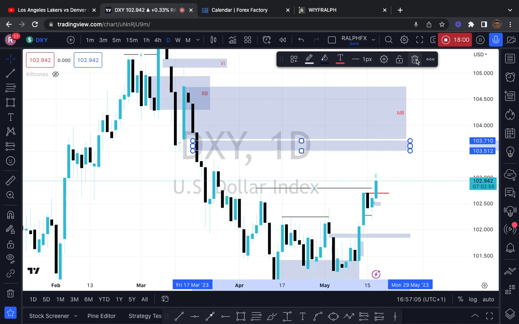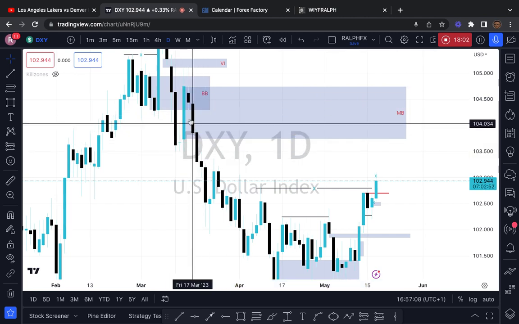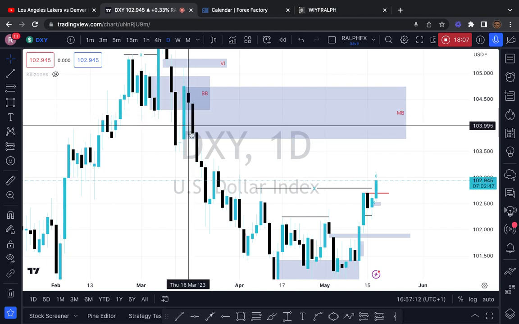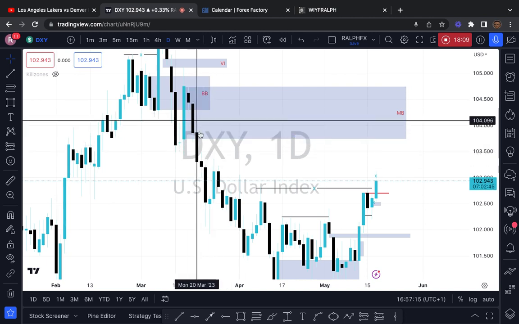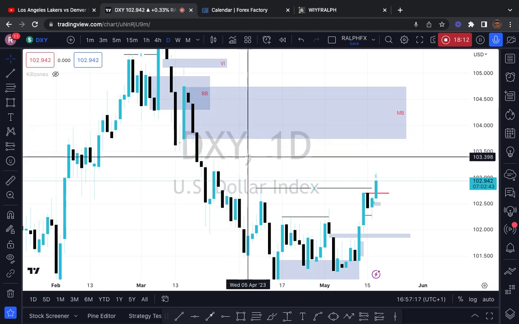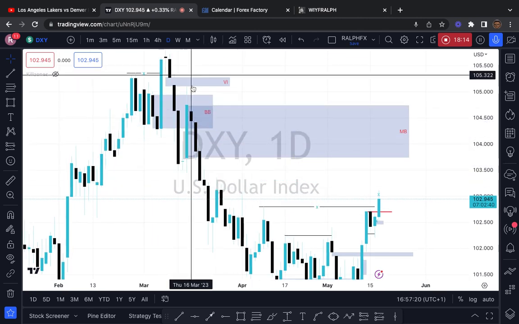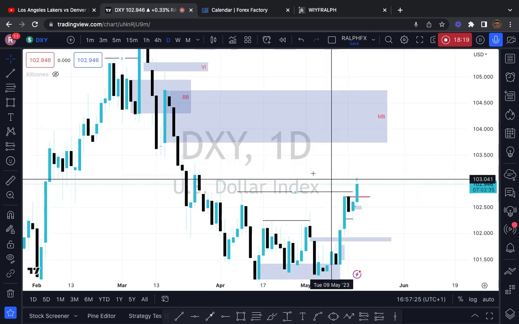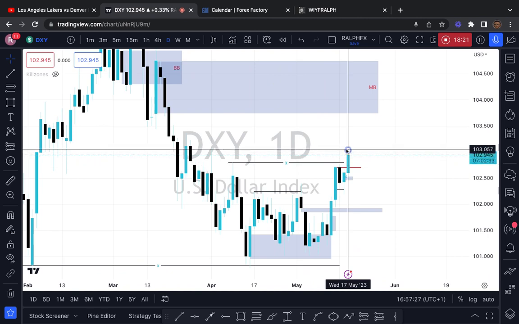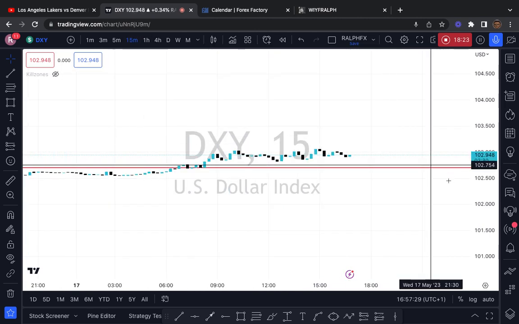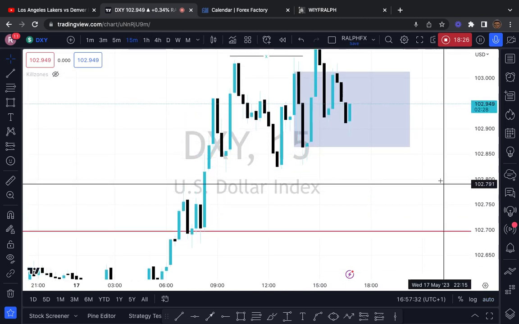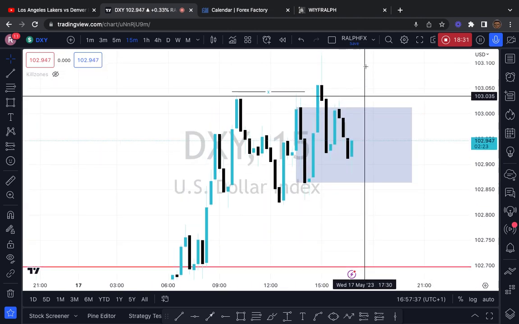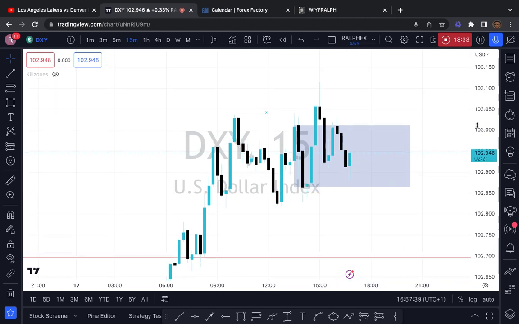So I'm not going to look at this one. It is better off to use this CB than this CB because this aligns with a mitigation block. We have a mitigation block, we have a breaker block, volume imbalance. So we have many levels for price to aim into. Price just swept these equal highs, and on the 15 minutes right now, we have the potential to either form a breaker or this could act as support for price to continue to head to the upside.